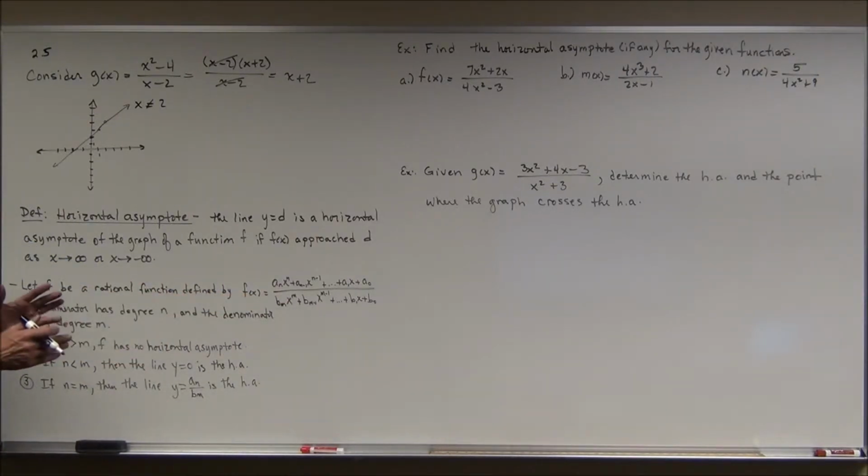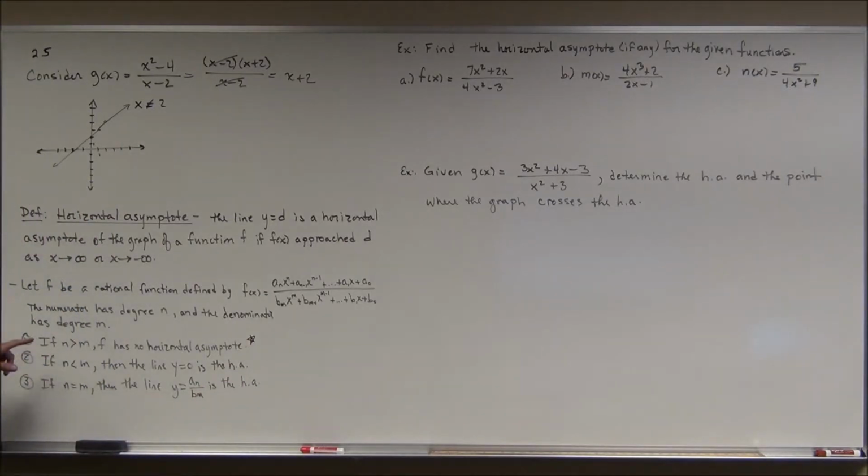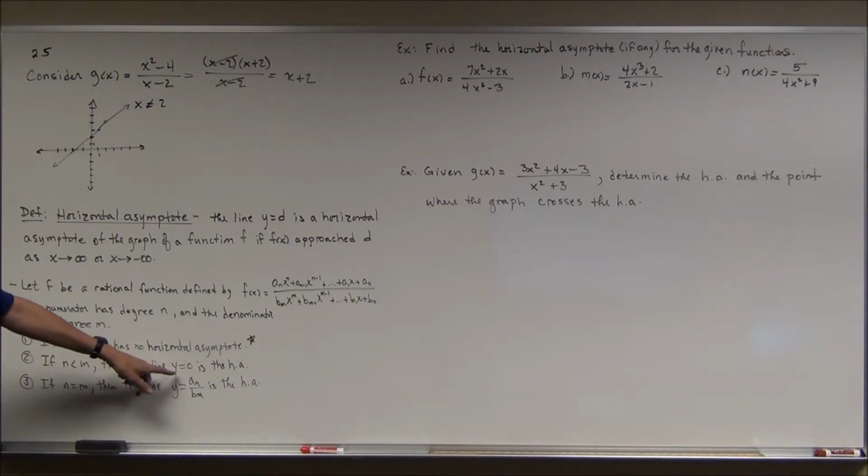Now, based on what the degrees are, for example, if the degree of the numerator, n, is greater than the degree of the denominator, then there are no horizontal asymptotes. I'm going to put a little star next to this because if the degree of the numerator is 1 greater than the degree of the denominator, we have what we call an oblique or a slant asymptote, which I'm going to get to in just a little while. Now, if the degree of the numerator is smaller than the degree of the denominator, then the x-axis, y equals 0, is always the horizontal asymptote.